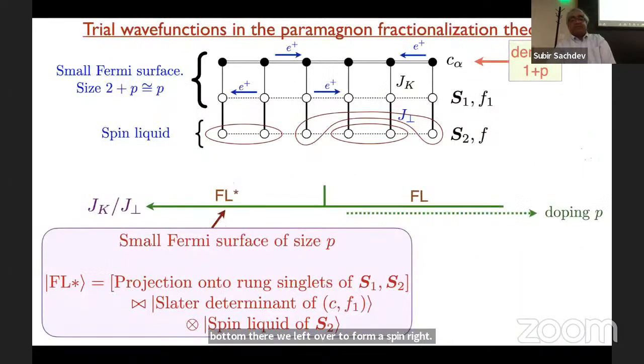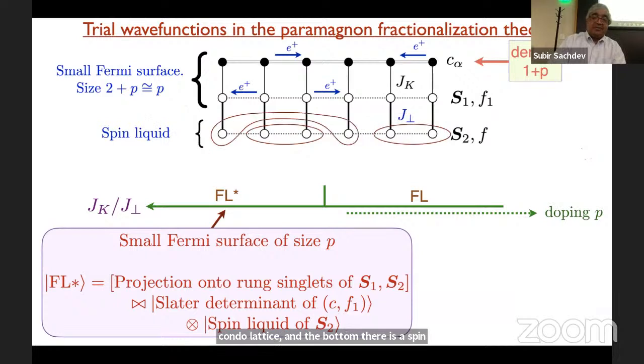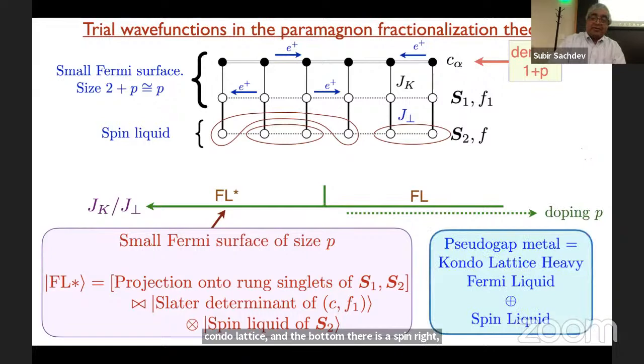So here's a picture of it. The top two layers is a Kondo lattice, and the bottom layer is a spin liquid, which is resonating around. And therefore, my slogan for the pseudogap metal is this equation. If you remember everything, remember this. Pseudogap metal is equal to Kondo lattice heavy Fermi liquid plus spin liquid.